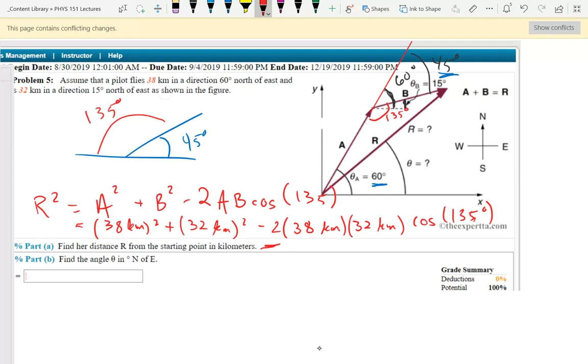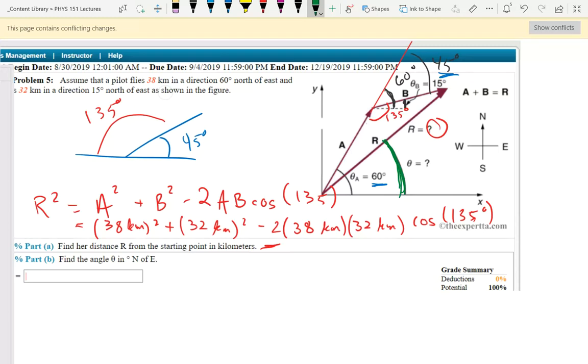Sorry, that was the distance, right? R is the magnitude of the resultant. So this right here is what I solved for in red. And then the second one says to find the angle theta, that is this angle, right? Okay, let's change to green. Part B says to find this angle here.